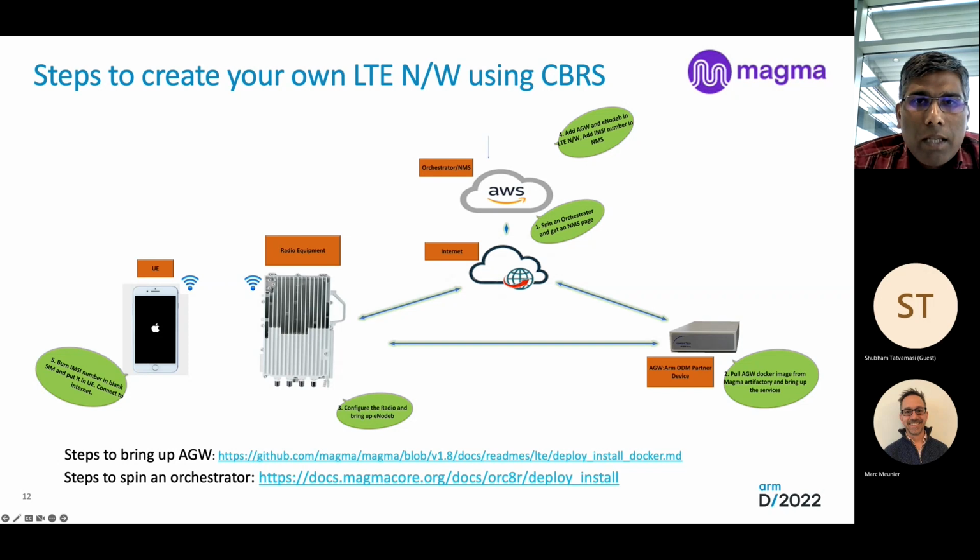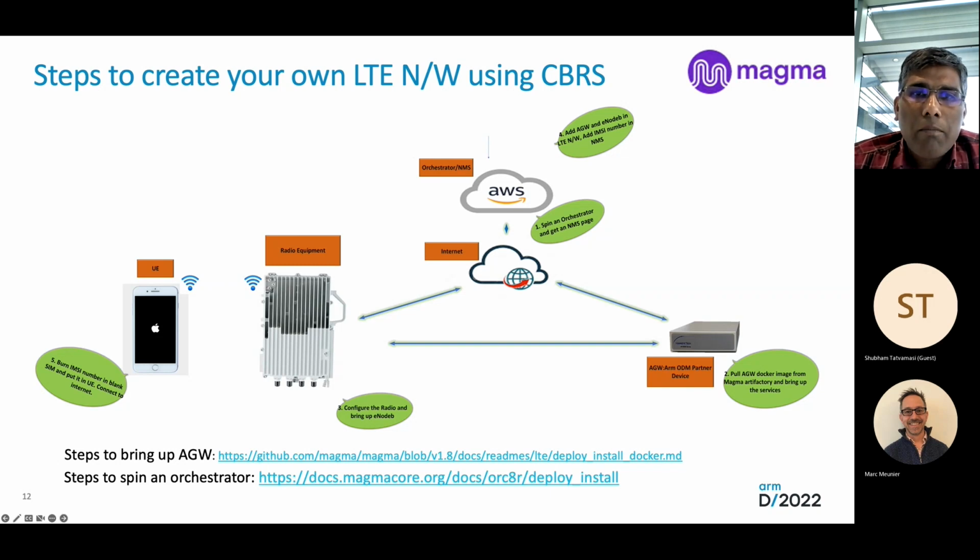And the next step is to create the LTE network in the NMS page that we got after spinning up the orchestrator. So you have to add the AGW and the eNodeB as part of that LTE network. So with this, we have built the LTE network. The next step is to enable the subscribers and provide the cellular connectivity. So all you need is to get the IMSI number. Every subscriber will be provided an IMSI number, and that number has to be provisioned through this NMS page to enable the subscriber.